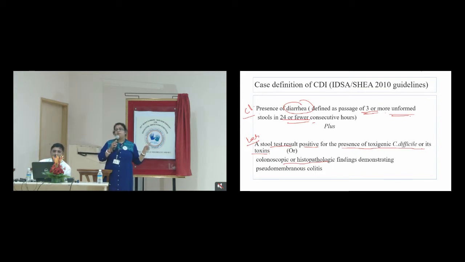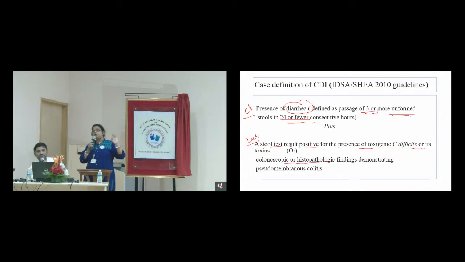It is unformed stool, not formed stool. You need to have at least 3 or more episodes, all of them occurring in 24 hours or less. Okay? And plus, you need to demonstrate a positive stool test for toxigenic Clostridium difficile or its toxins. This is one. The second is either the presence of diarrhea or colonoscopic or histopathologic evidence of pseudomembranous colitis. Clear? Next.